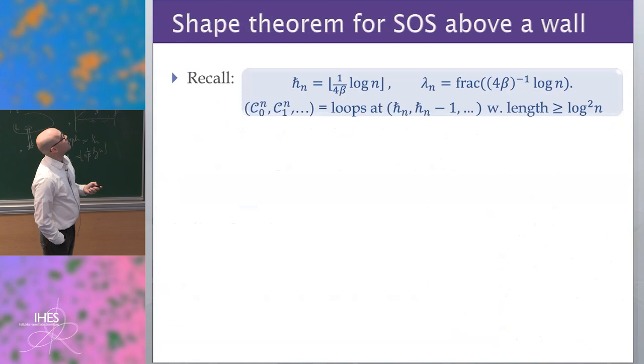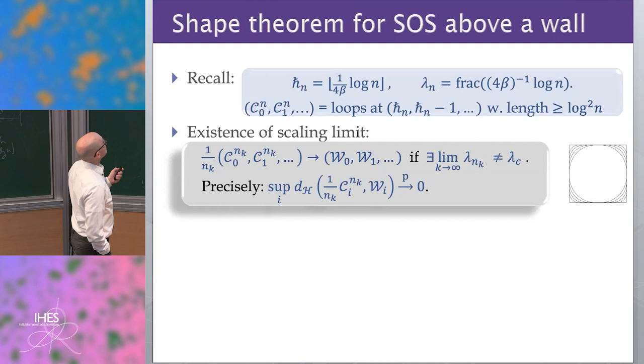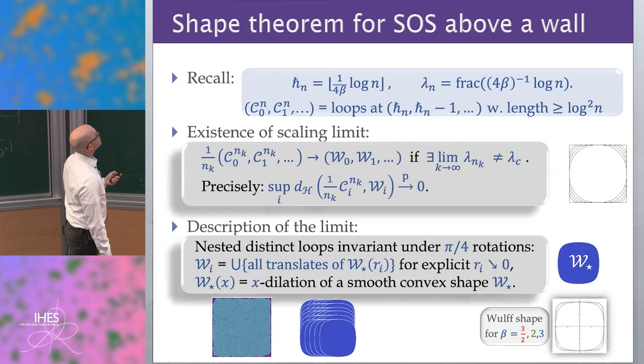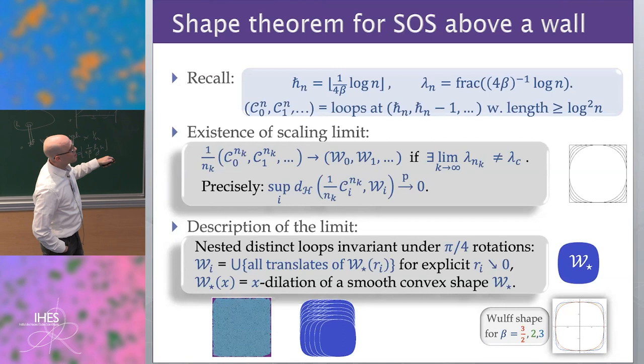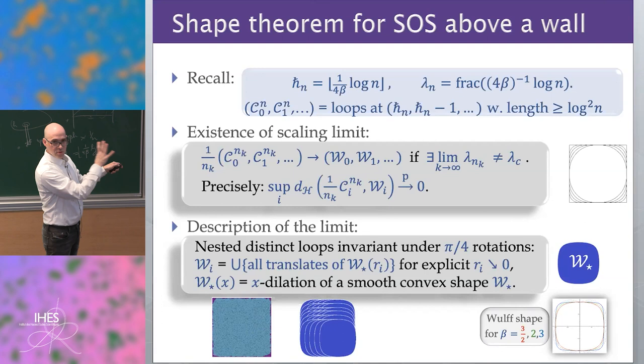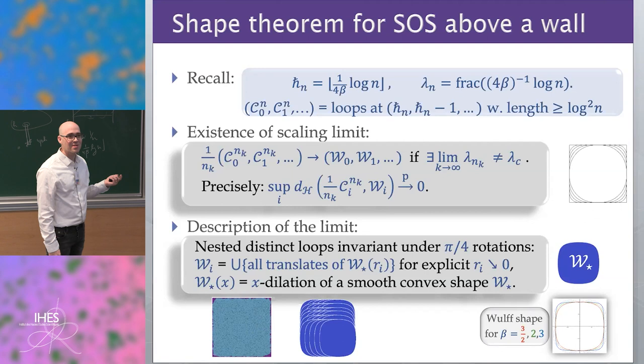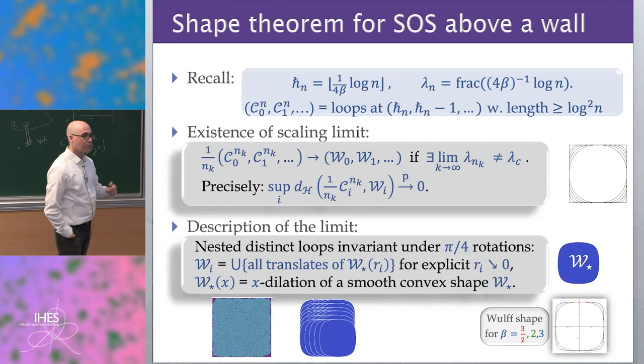And the shape theorem says there is a scaling limit. The single loop at every level converges to this Wulff shape, as I mentioned, the usual Wulff shape, invariant under pi over 4 rotation, and you just dilate it appropriately and then flush it everywhere. By the way, this operation of flushing it everywhere is a way to define the scaling limit. It's also how the proof works. Because if we can squeeze in this shape, then we can show that the interface is unlikely to draw far away from it. So we use monotonicity, and that's in this paper that I mentioned.